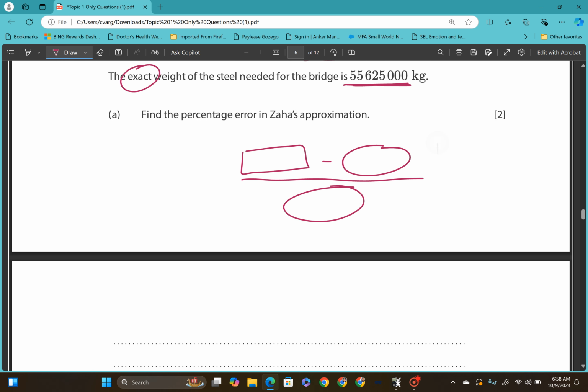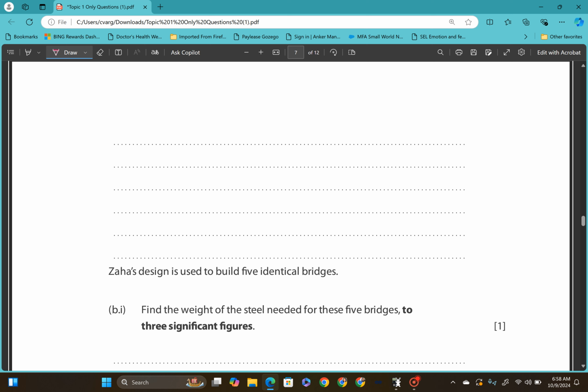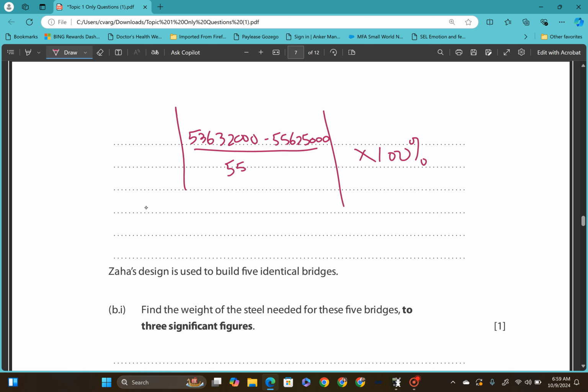So what do I mean by that? Let me stop being lazy, right? Absolute value is going to be times 100%. Okay, so I'm going to put my fraction bar and write them down. 5363 2 with 3 zeros, minus, I have 5, 5, 6, 2, 5, 0, 0, 0. And then on the bottom, since it's the exact, I'm going to put that same number again.